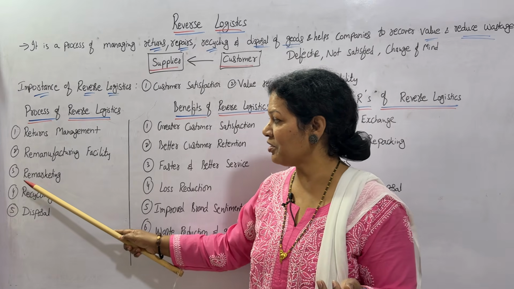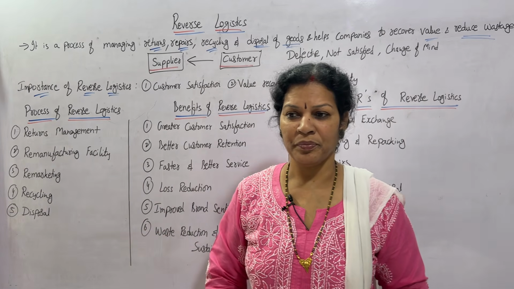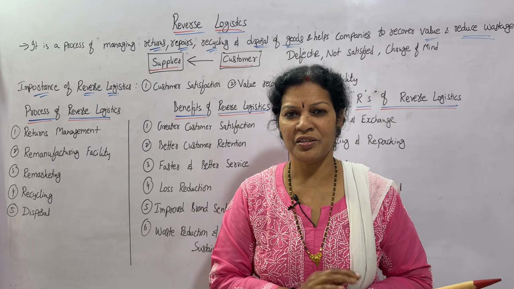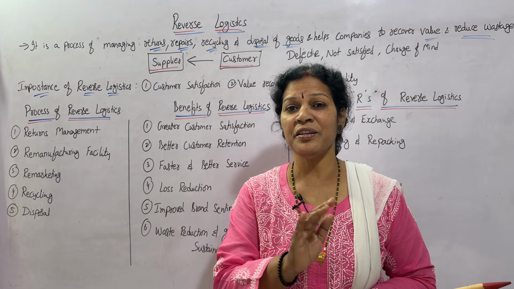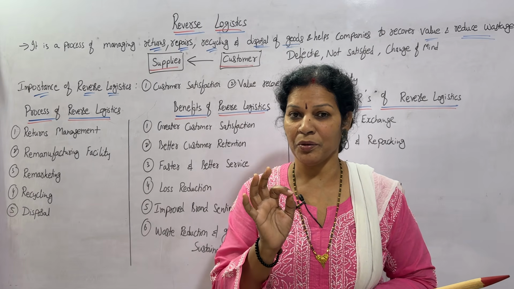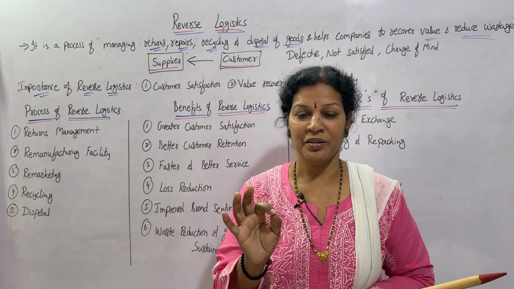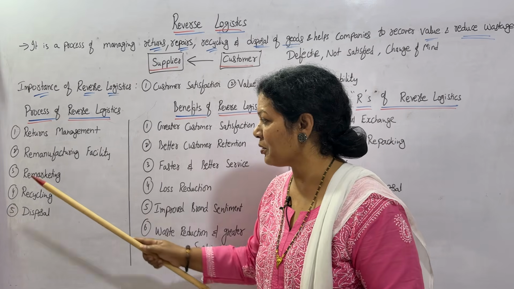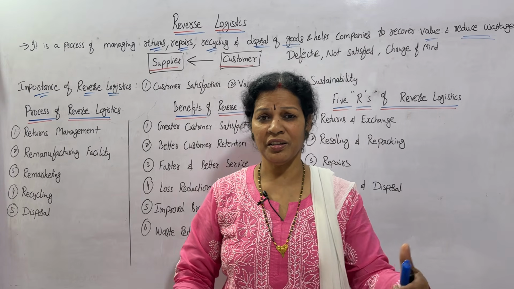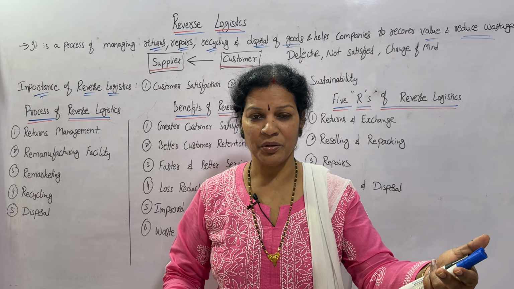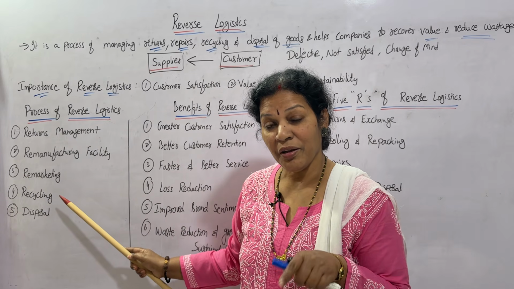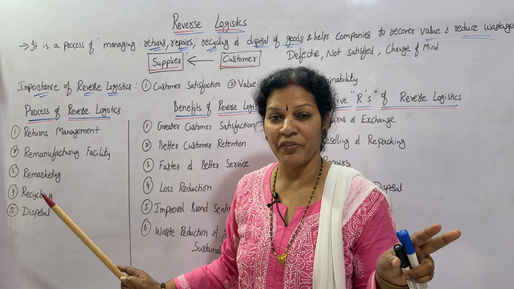Then the third stage comes to remarketing. If the product is good, with no defect, but the customer is not satisfied and returns the goods, completely perfect, no doubt, in such cases you can go for remarketing. Just recycle it once again. Recycle in the sense, sell it once again to another customer. So that is remarketing. You can decide this where the product is completely perfect.